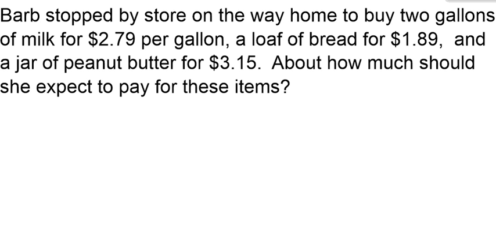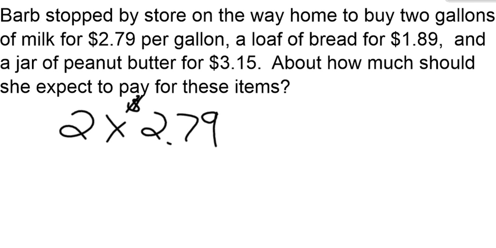Estimation works in other ways too. It can help us understand shopping. Key skill here. It says Barb went to the store, bought 2 gallons of milk for $2.79 per gallon, a loaf of bread for $1.89, and some peanut butter. All right, looks like she's having peanut butter sandwiches. About how much should she expect to pay for these items? All right, so we set it up. We got 2 times $2.79. So step 1 is to round this. That becomes a 3, and suddenly we need about $6.